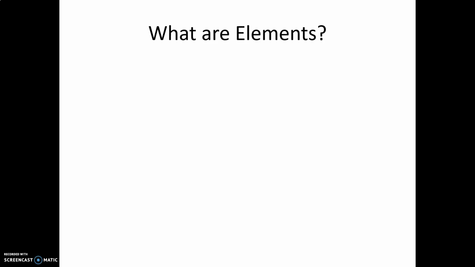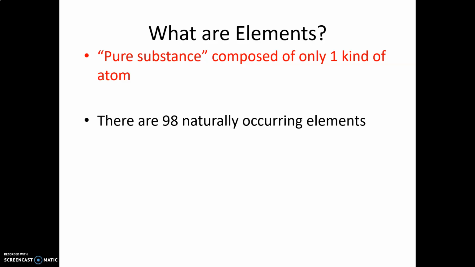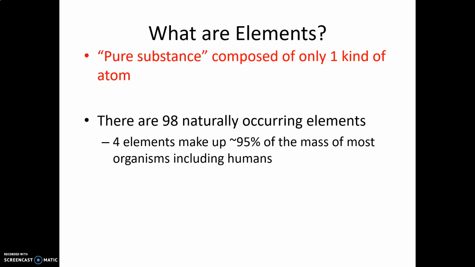What are elements, okay? So these are pure substances. They only contain one kind of atom. And when you think of elements, you should think about that periodic table of elements. We have 98 that naturally occur, but there's about 100 and some total. Where do we get the other ones, right? So 98 are natural. The rest of them are man-made.